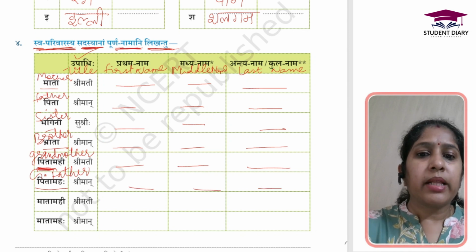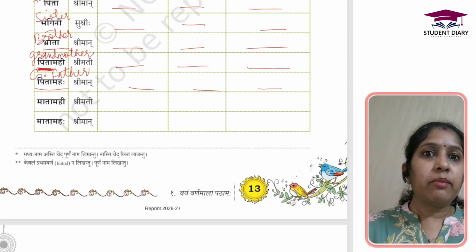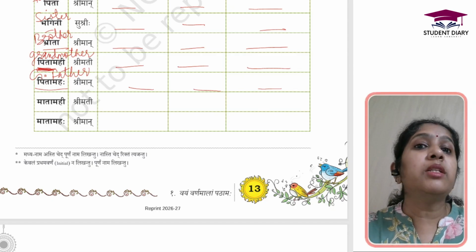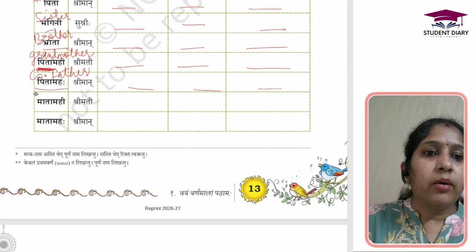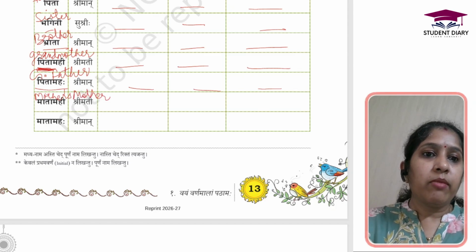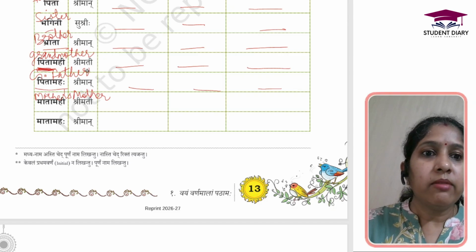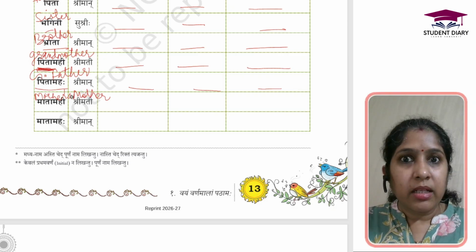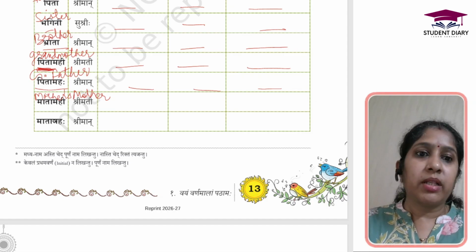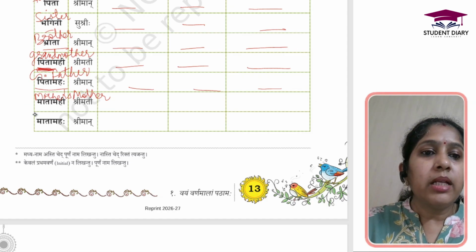Then it is Mata Mahi. Mata Mahi is grandmother, but maternal grandmother. So your mother's mother's name you have to write here. Just for a change, instead of grandmother, I'm writing mother's mother, so you can understand. So Pita Mahi is father's mother, and Mata Mahi is mother's mother. Same way, Mata Maha is mother's father.